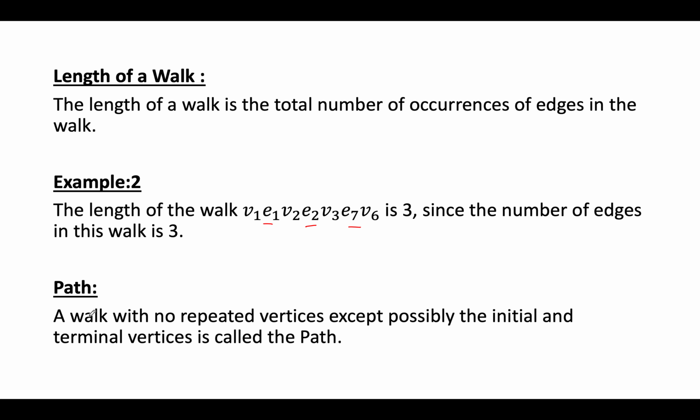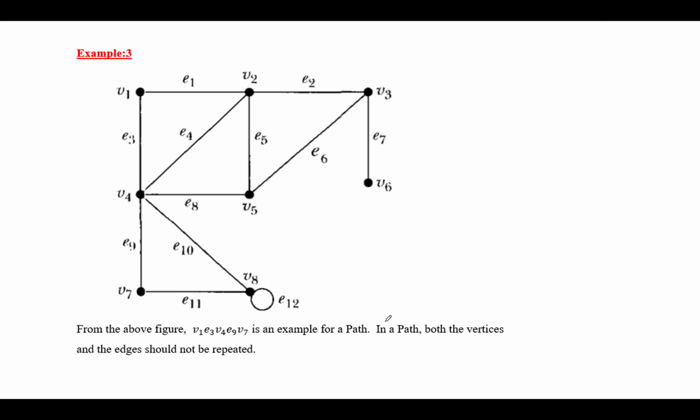Moving to the second type of walks, which is a path. Now a path is basically a walk with no repeated vertices except possibly the initial and the terminal vertex. If you notice here in the same graph, we can see that moving from V1 to V7 through E3 and E9, we call this a path. In this path, we are moving from initial to terminal with no repeated edges or vertices.